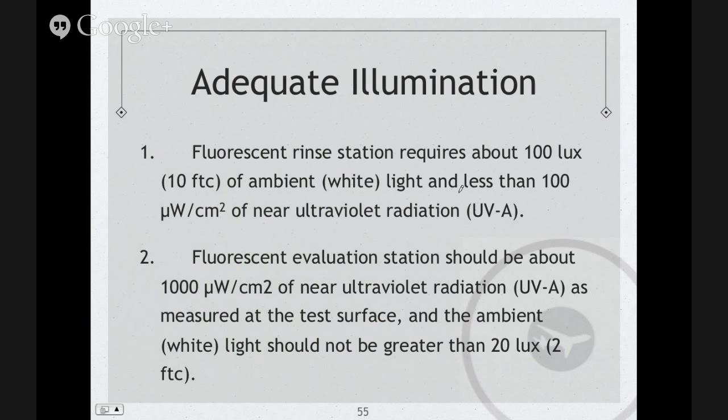Fluorescent evaluation stations should be about 1,000 microwatts per centimeter squared of near ultraviolet radiation as measured at the test surface. And the ambient light should not be greater than 2 foot candles. So in your rinse station, they tell you you can have up to 10 foot candles of white light, right? And 100 microwatts per centimeter squared of ultraviolet light, it's fine. Why? Because we're just trying to see that we are removing the right amount of penetrant, right? That it's being removed as much as we want. Whereas in our inspection area, our evaluation station, right, we want it to be dark. That's why we only have 2 foot candles. But we want to have a lot of ultraviolet light, and I'll show you an example here in a second.